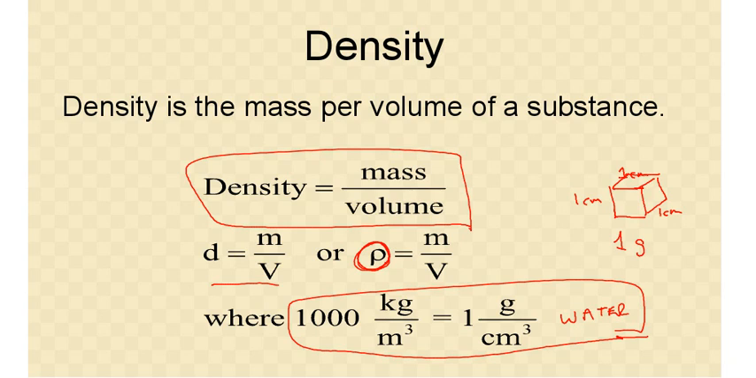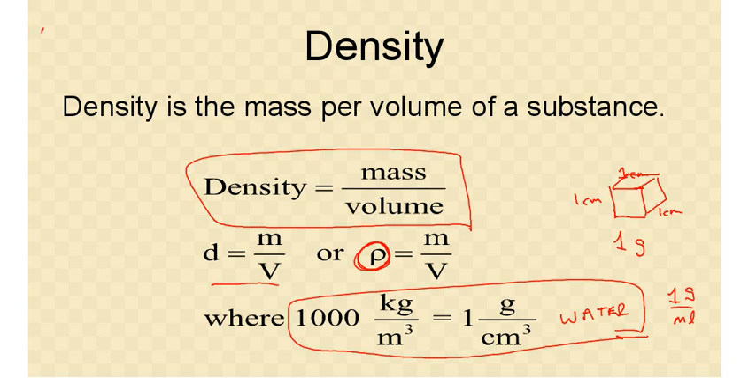Therefore, the density of water is 1 gram per cubic centimeter. We can also call that 1 gram per milliliter. A milliliter is a cubic centimeter, and so that would be another way to do that. But sometimes our favorite units are kilograms and cubic meters, and so you see here down at the bottom that 1 gram per cubic centimeter is the same thing as 1,000 kilograms per cubic meter. You could work that out if you wanted to do the unit conversions.